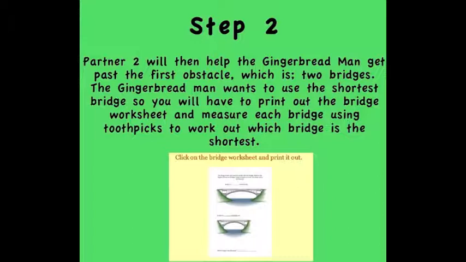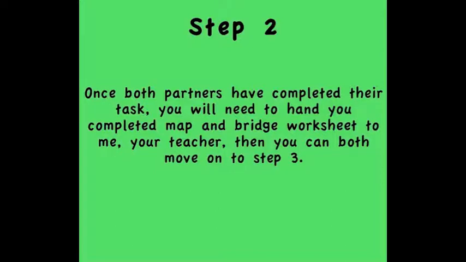The Gingerbread Man wants to use the shortest bridge, so you will have to print out the bridge worksheet and measure each bridge using toothpicks to work out which bridge is the shortest. Once both partners have completed their task, you will need to hand your completed map and bridge worksheet to me, your teacher. Then you can both move on to Step 3.